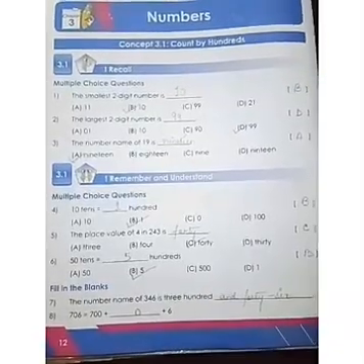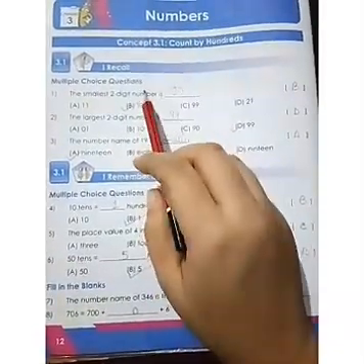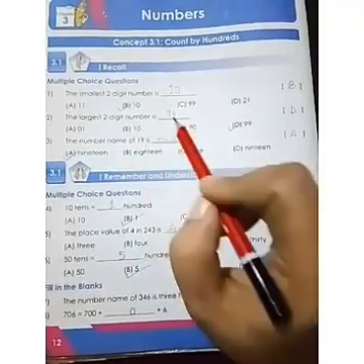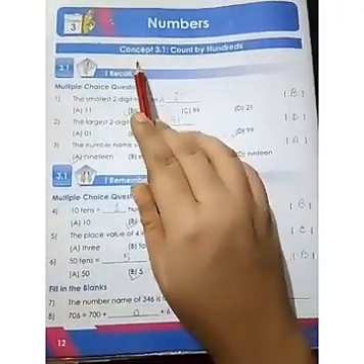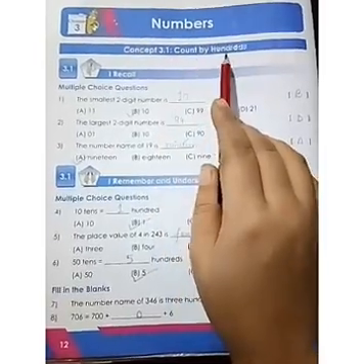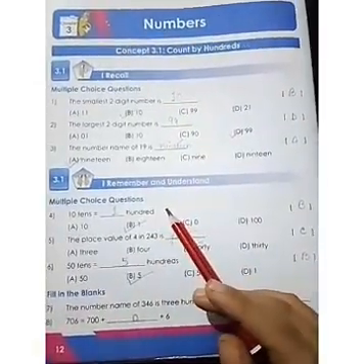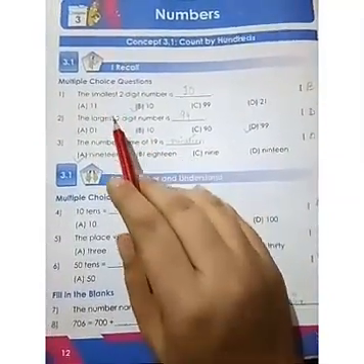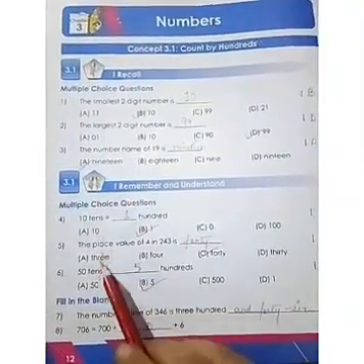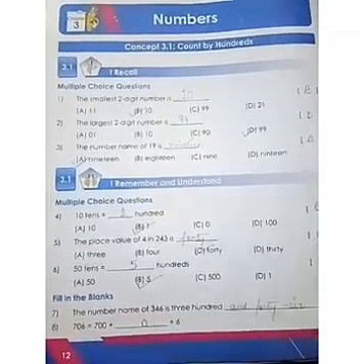So children, today we are going to do the workbook of the third chapter, that is numbers. Okay. The main objective for today's class, concept 3.1, is count by hundreds. So it is about counting the number by hundreds. Okay. The first questions are all multiple choice questions from 1 to 6. After that it is filling the blanks, then short answer questions. Let us look at the questions.